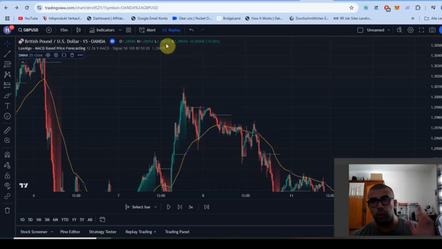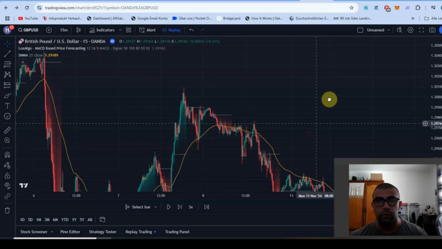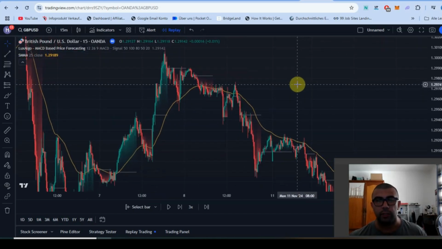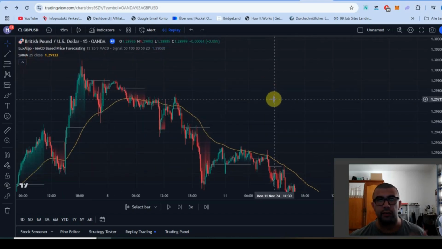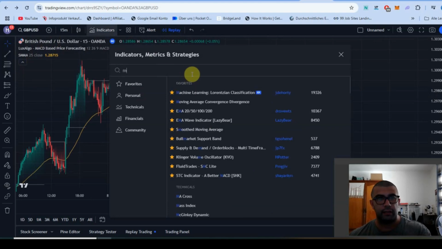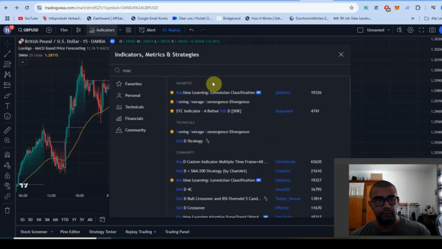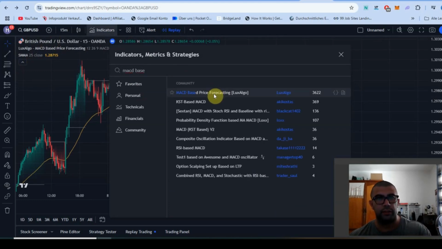The next indicator we need, and that's very essential for the strategy, is the LuxAlgo MACD Based Price Forecast. This is basically an indicator that will forecast in which direction our price will break out and give us an indication where to place our trade. Therefore, you go here to the indicator tab, type in MACD based price forecast, click that and put that on the chart.